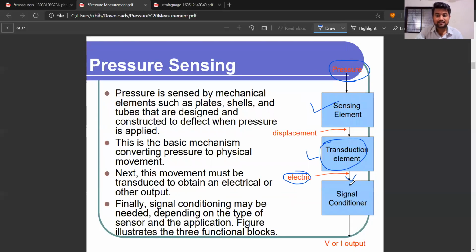After that we need a signal conditioner. What is the use of the signal conditioner here? Sometimes the change in pressure is very high, but the change in the electrical quantity is very low, so that you can't measure it. For that purpose we need a signal conditioner, which may be an amplifier. The amplifier increases the signal, and we get voltage or current at the output. That is how we sense pressure, and it is converted to an electrical quantity, voltage or current, through the signal conditioner. Remember, the signal conditioner may be an amplifier.